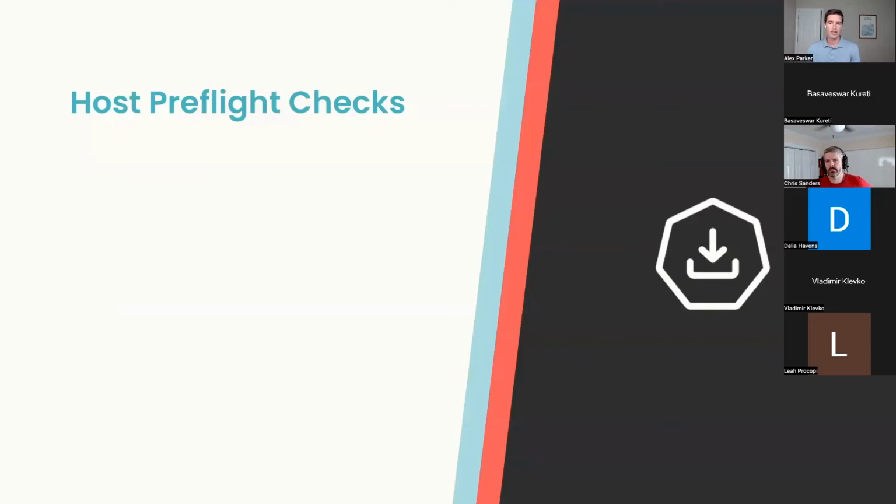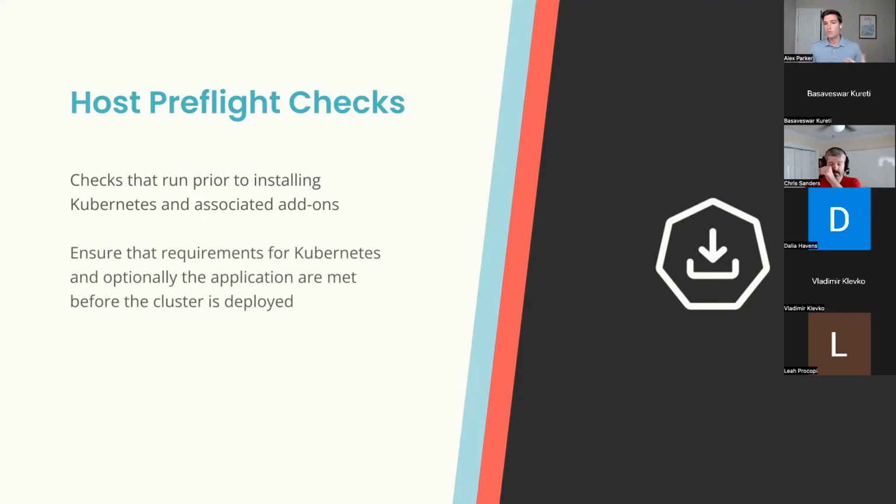So host pre-flight checks are another type of pre-flight check we'll talk about. These are checks that run prior to installing Kubernetes and any associated add-ons. Again, these are specific to customers that are distributing with embedded clusters and using the Kubernetes installer. But these checks run before Kubernetes is installed. And much like the normal pre-flight checks or the application pre-flight checks, these ensure that the requirements for Kubernetes are met before the cluster is deployed.